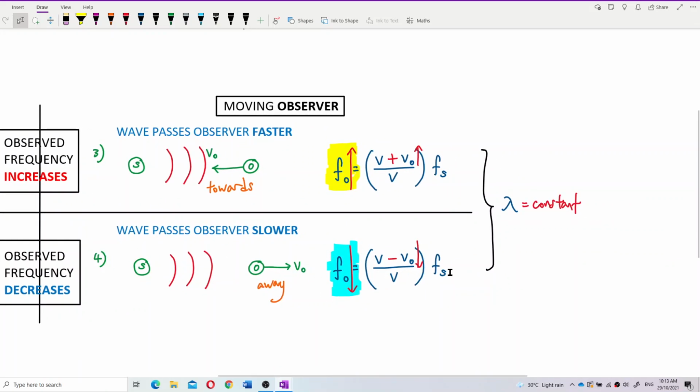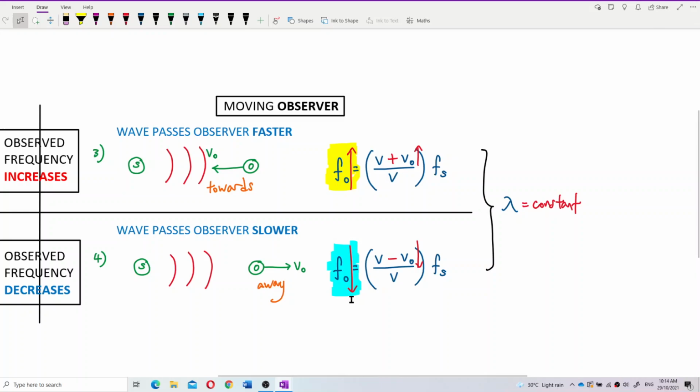So now, should this one be positive or negative VO, to get a lower observed frequency? This is all just mathematics. So to get a lower observed frequency, a smaller value, the value at the top here needs to become smaller also. A smaller value at the top gives a smaller FO, the observed frequency. So how to make the value at the top here smaller? We minus VO. So the value at the top becomes smaller, so the observed frequency becomes smaller.